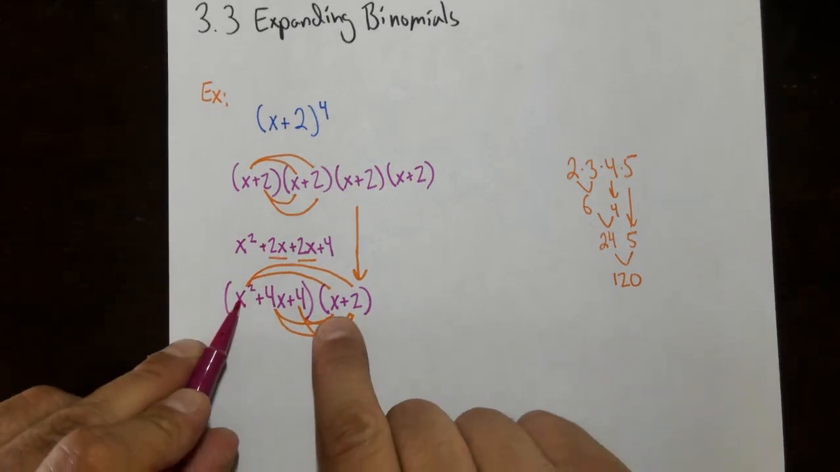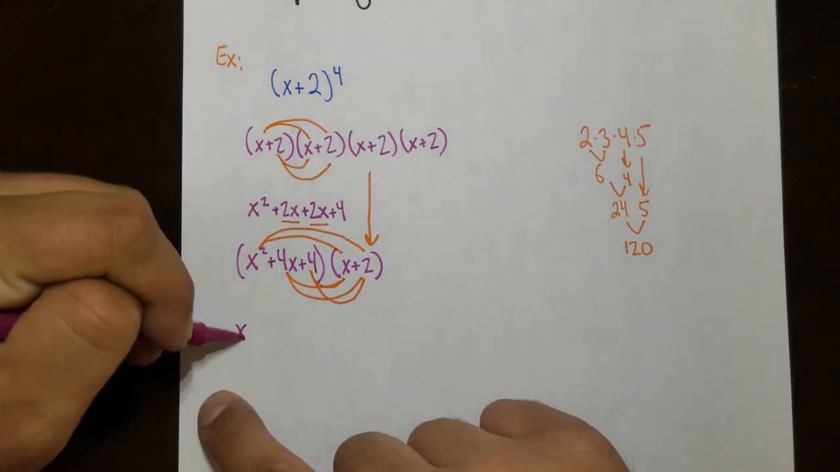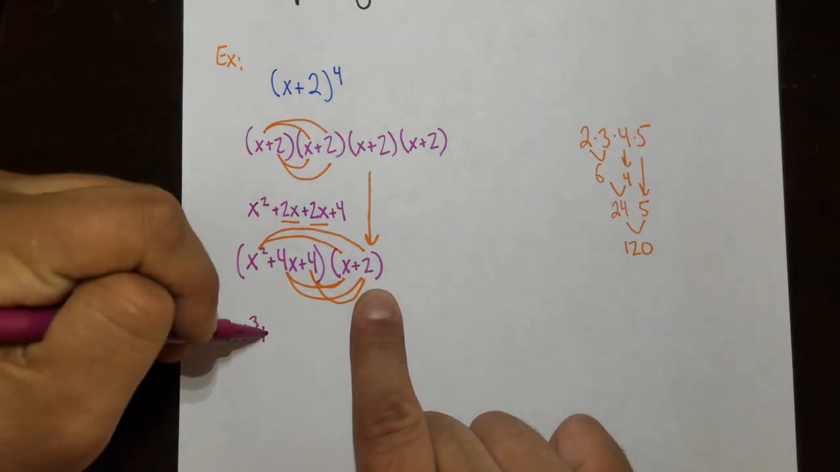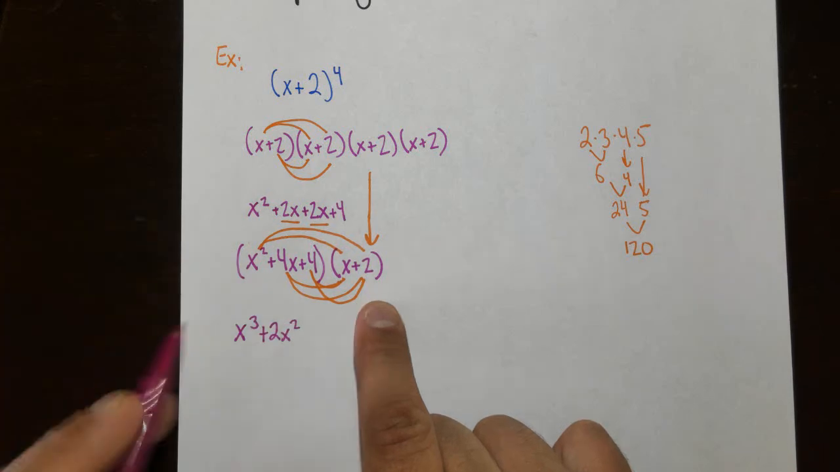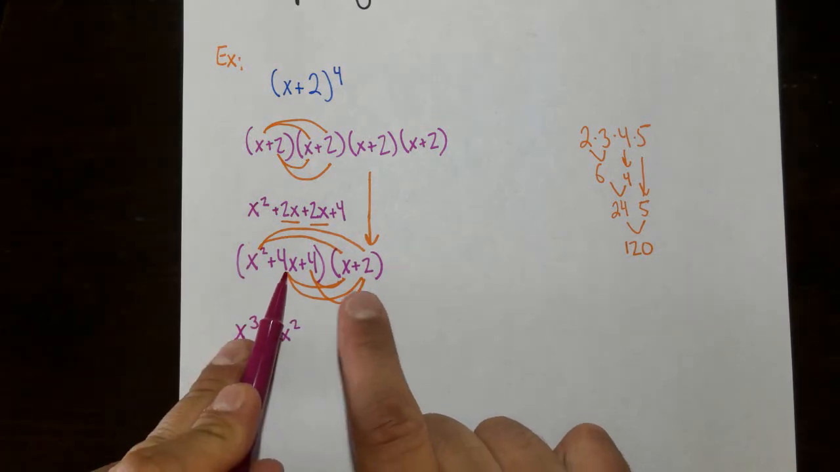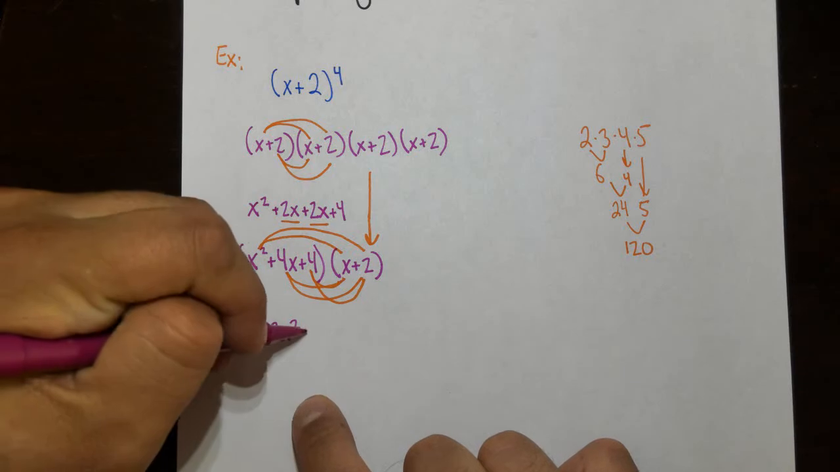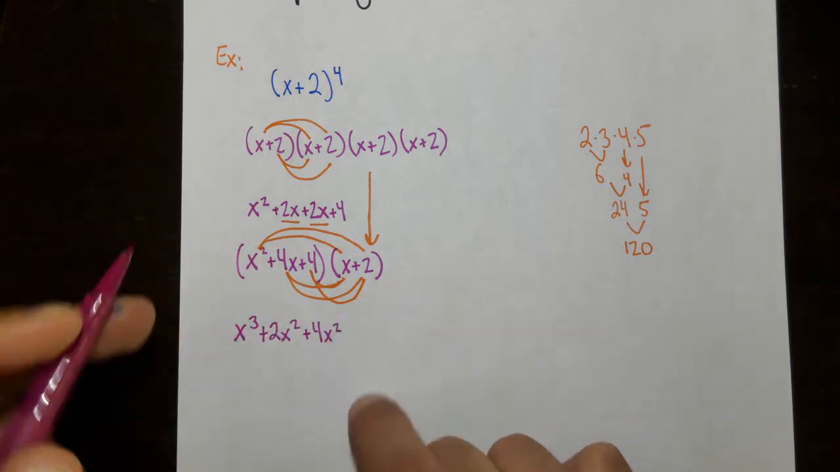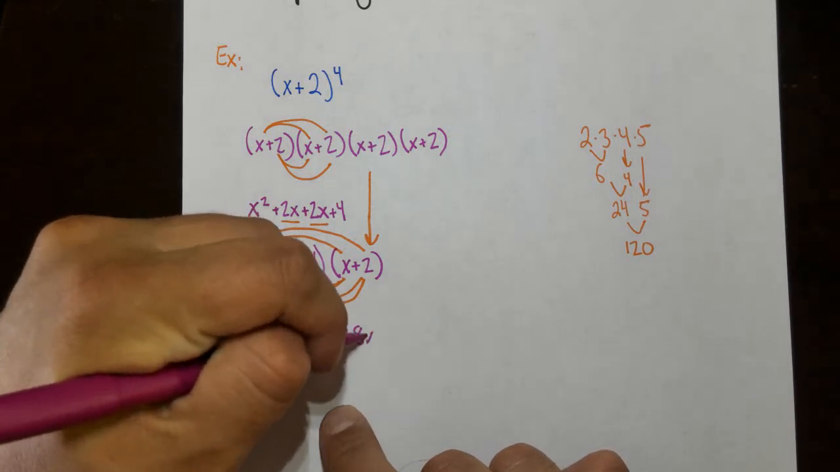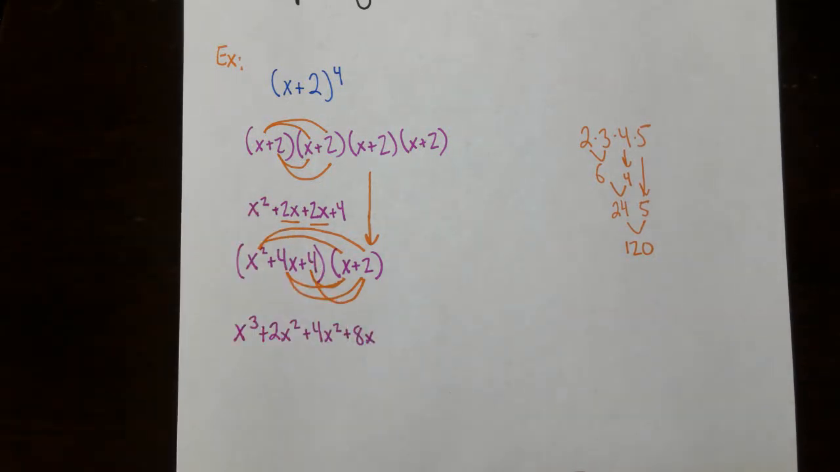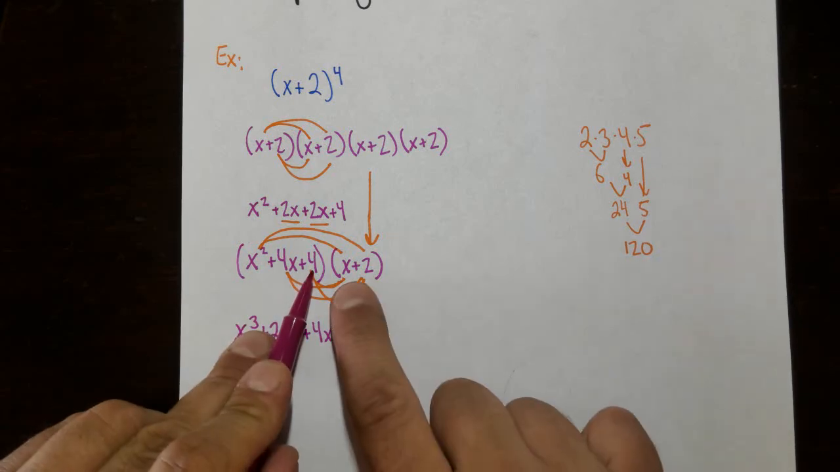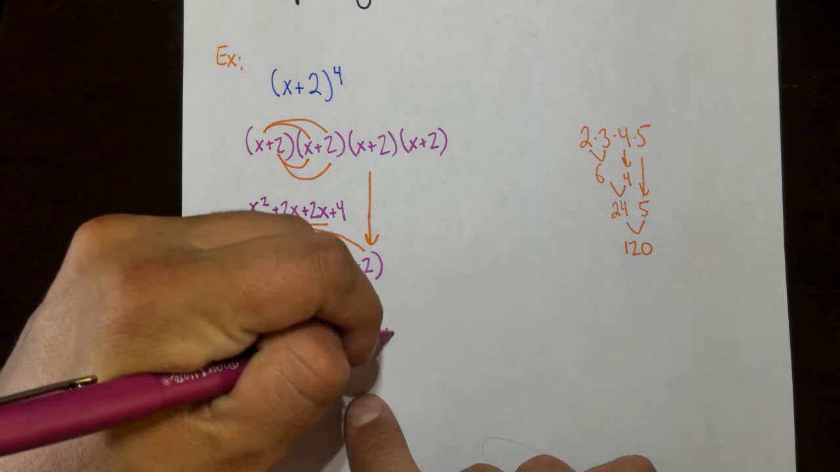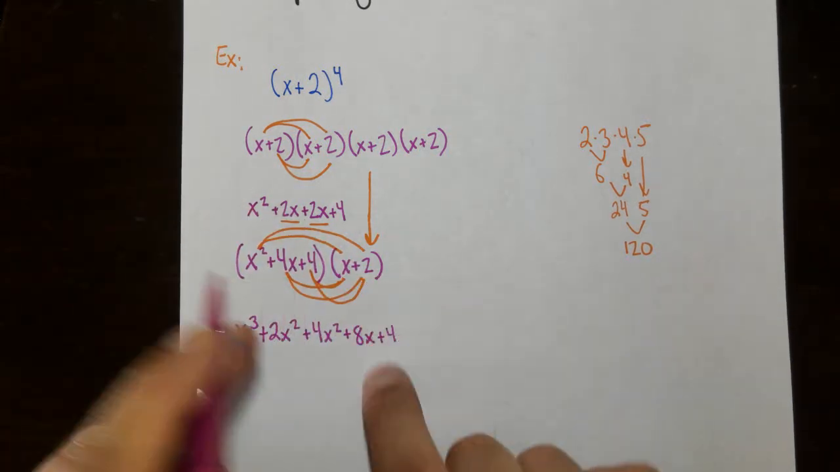So let's see here. X squared times x is going to be x cubed. X squared times 2 is 2x squared. Then do the same thing with the 4x. 4x times x is 4x squared. Then 4x times 2 is 8x. And then finally do the same thing with the 4. So 4 times x is 4x. And then 4 times 2 is 8.